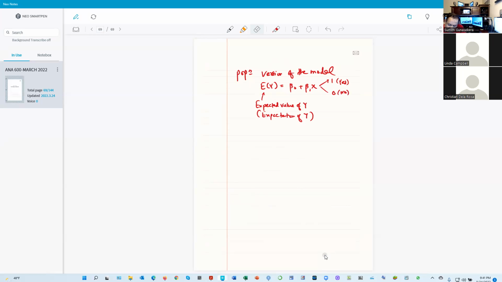The counterpart is the sample version of the model. You have to write it this way: y hat equals B naught plus B1x. This one is 1, yes; this one is 0, no. So that means the absences estimate is y hat.